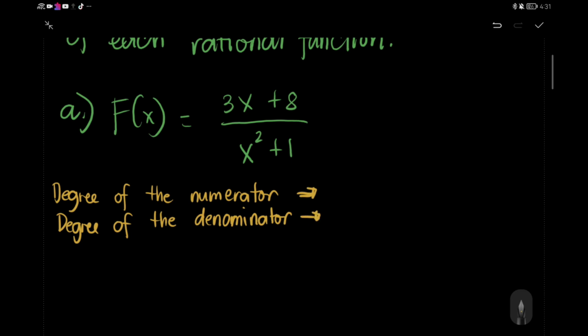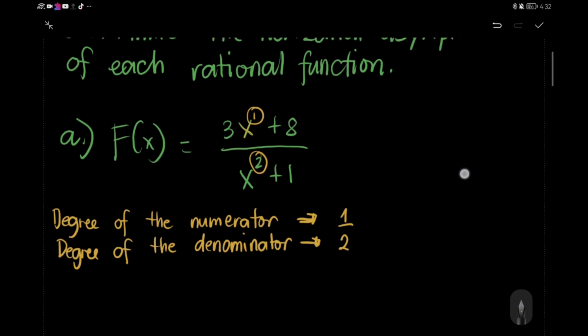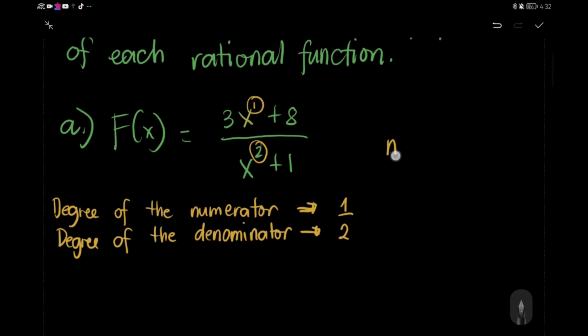Now, the degree of the numerator is 1. Because if there is no exponent visible on the variable, it is understood to be 1. So, therefore, 1 is the degree of the numerator. And the denominator is 2. Now, the rule said earlier in finding the horizontal asymptote, if the degree of the numerator is less than the degree of the denominator, the horizontal asymptote is y is equal to 0.